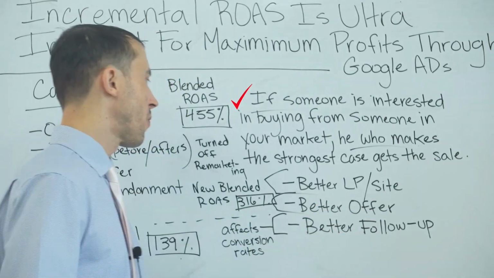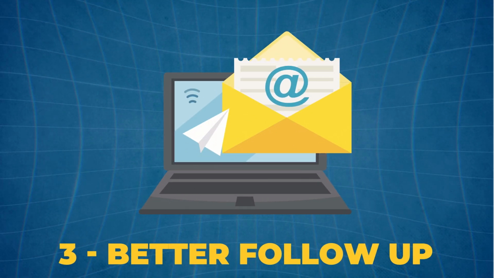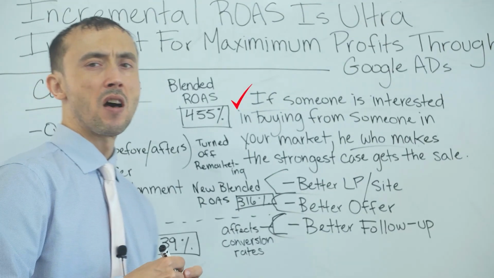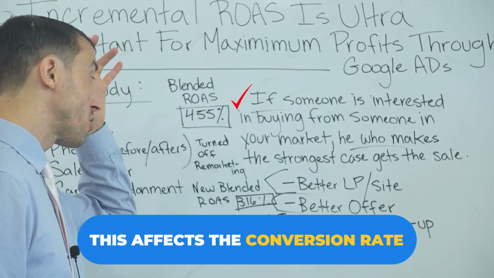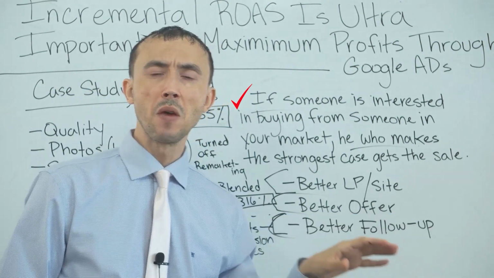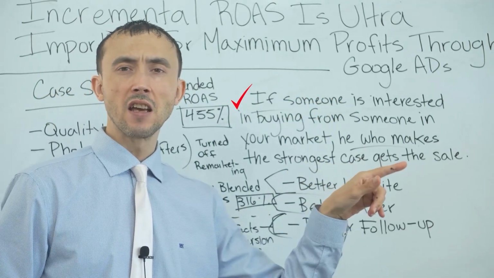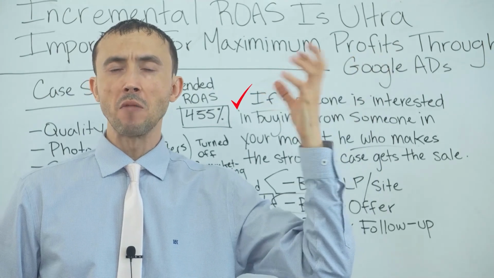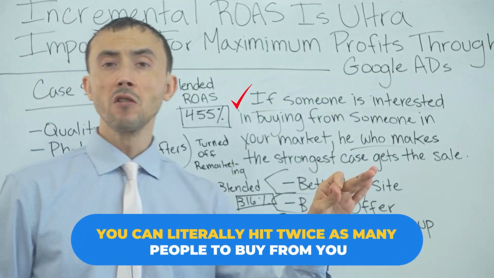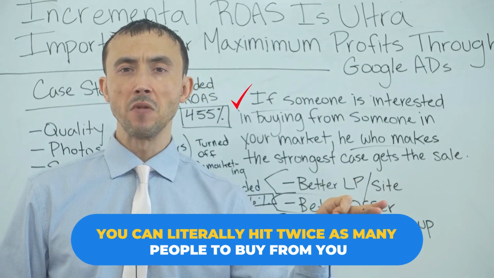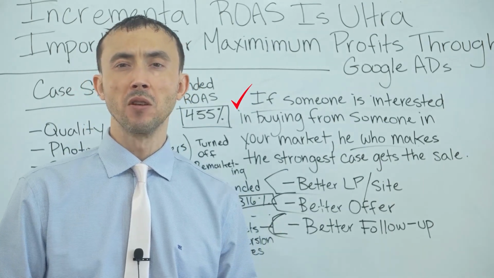The final way is you can have better follow-up, and that's where the remarketing comes in, specifically through email, through running banner ad remarketing, video remarketing. This affects the closing rate on the people that are already in market that you get. So just like the better website gets more of the people that are already in market to buy from you, so does the offer, so does the follow-up that you do. You can literally get twice as many people to buy from you that are already in market for what you sell, just by having a really good follow-up system with ads.